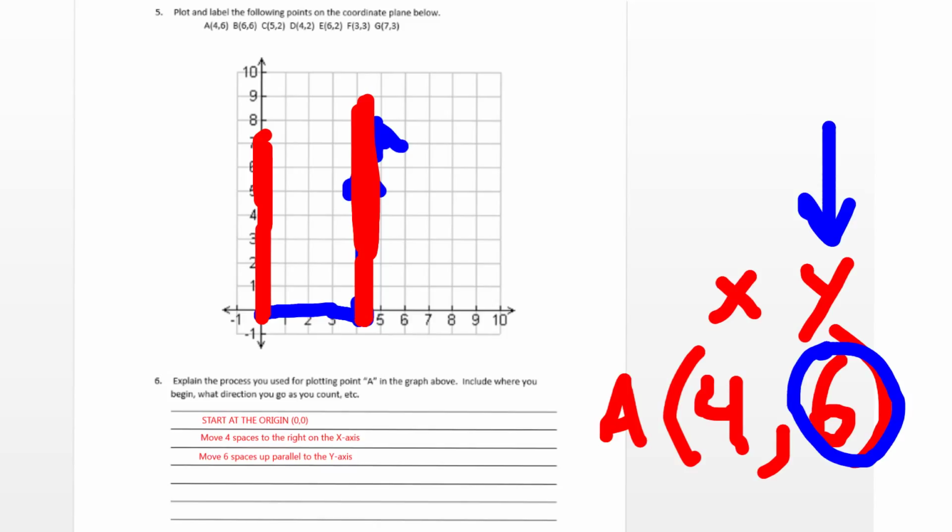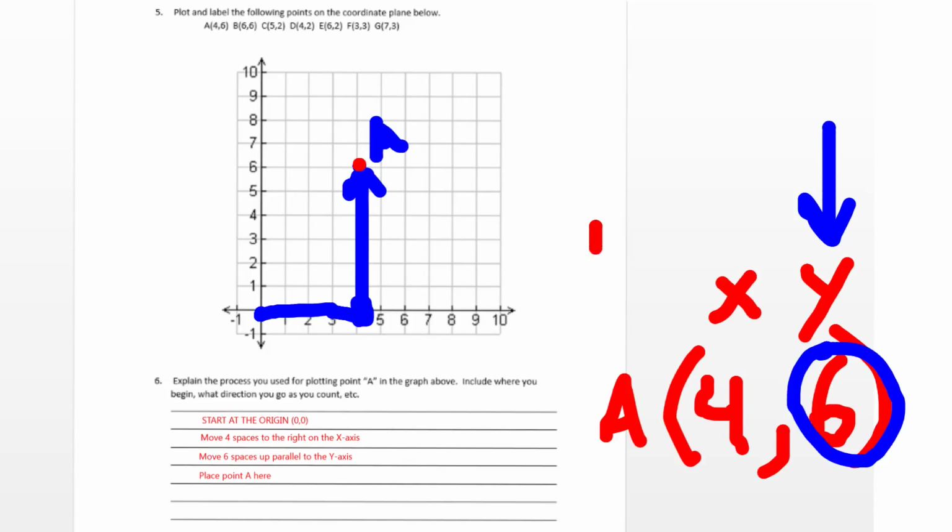All right, and then finally, you're going to place point A at 4, 6. Let me erase some of this other stuff here. You're going to write point A at 4, 6, which is right here. So that's going to be the next thing I write. And that is the process that you use to plot a point.